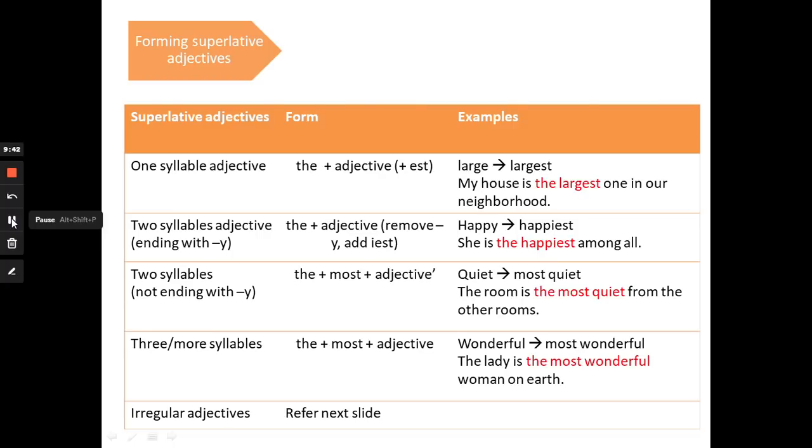The same with two syllable adjectives which do not end with y, right? You have the form the plus most plus adjective. So the adjective quiet becomes the most quiet. And for three or more syllables, you have the plus most plus adjective as well. For example, wonderful changes to the most wonderful. So you say, the lady is the most wonderful woman on earth, right? Superlative adjectives also have irregular adjectives. This will be discussed next.